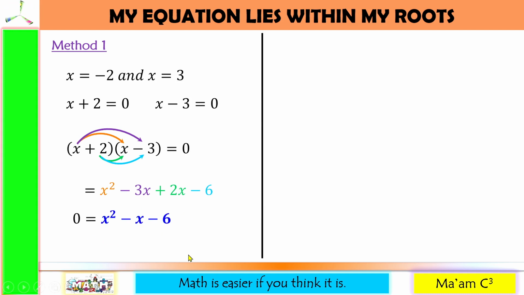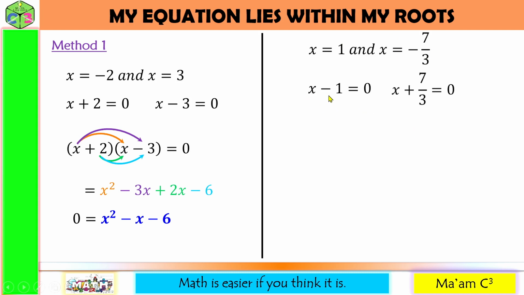Let's have another one. This time we have x equals 1 and x equals negative 7 over 3. I'll move 1 on this side and equate this to 0. I'll move negative 7 over 3 on this side and then equate this to 0. These are now my factors. This time, allow me to use the SMILE method.